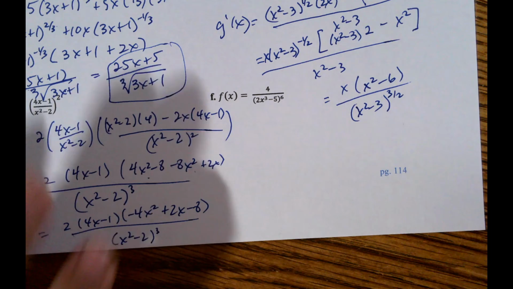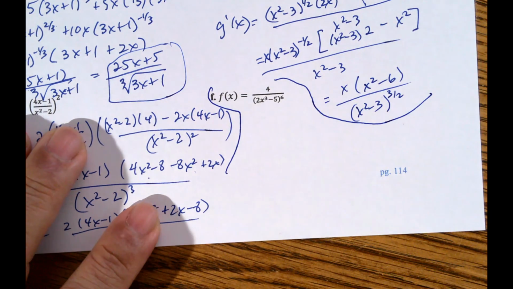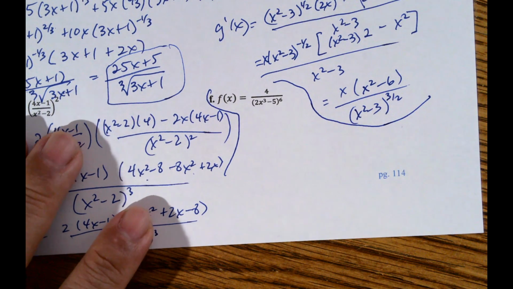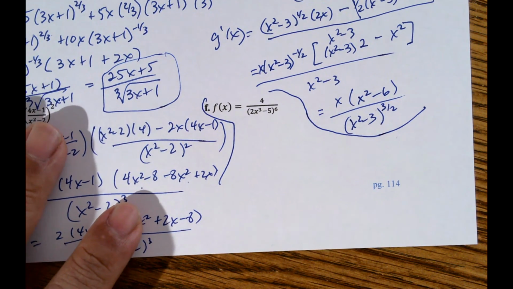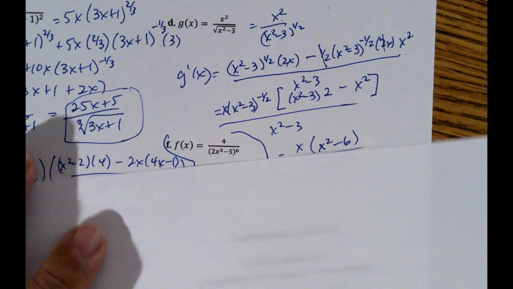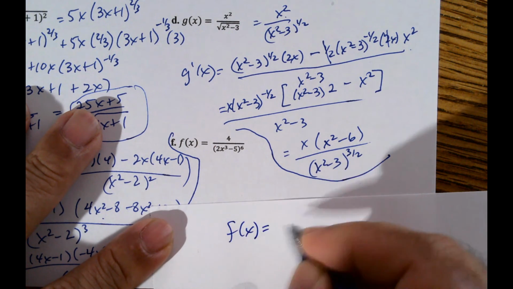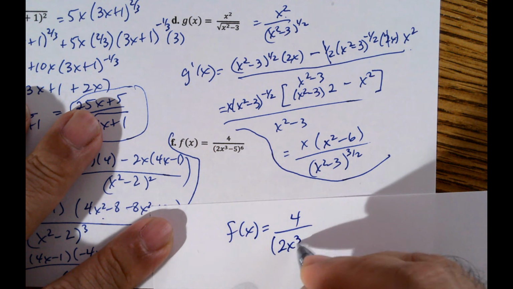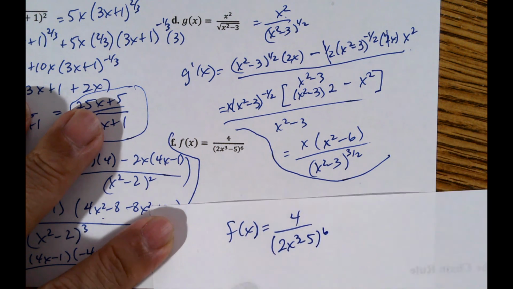All right, and the last example on this page. This was rather long, so let's clean this up. In fact, let me do this on another page. Do I have a blank one somewhere else? No, I don't. All right, so I'll just copy it somewhere else because I'm running out of space there. My function is 4 over 2x cubed minus 5 to the 6th power in the denominator. All right, let's work with that.